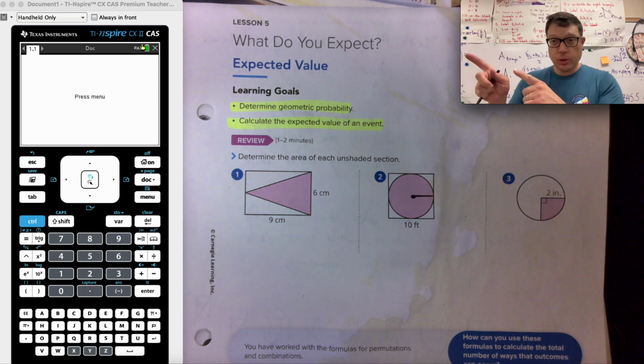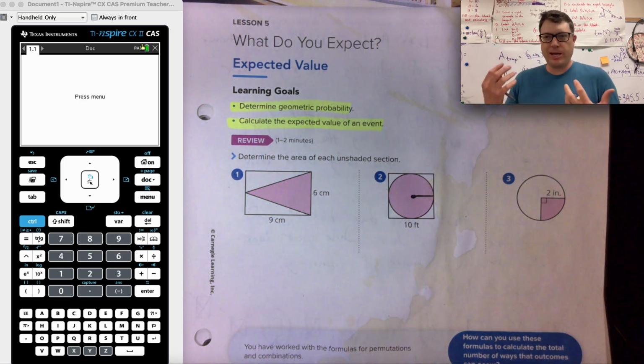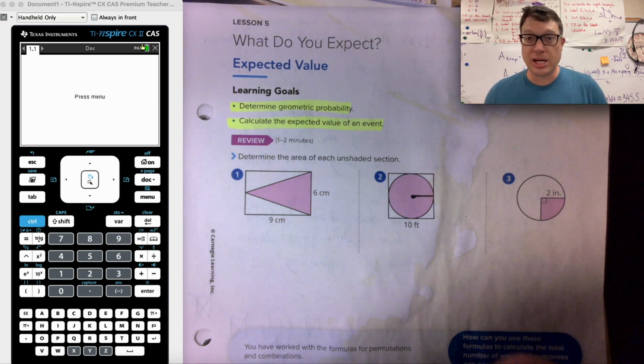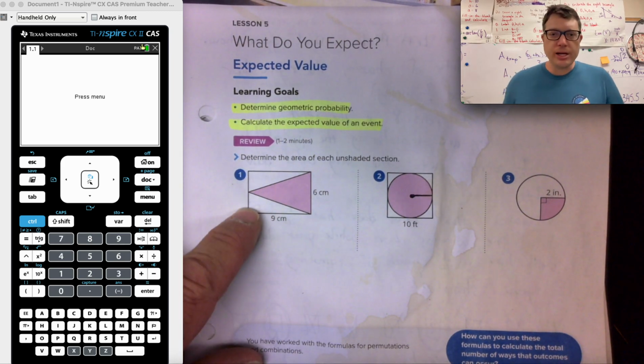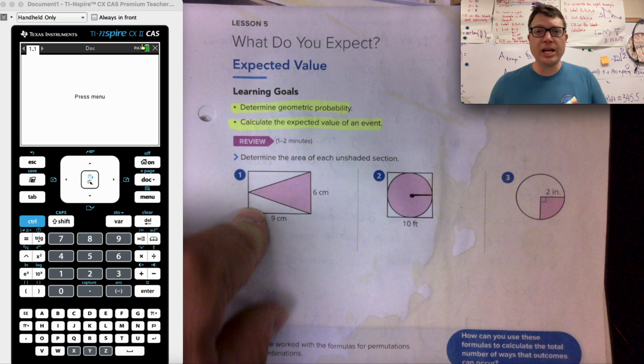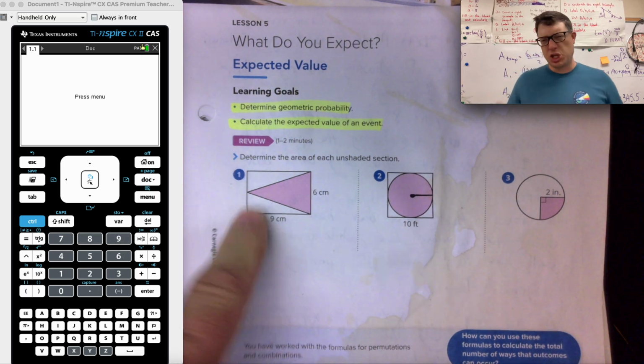I do have a yellow calculator over there, so make sure that you have, or for me it's that color, but you get a calculator, and Desmos works, but it's good practice to use these TI Inspires.